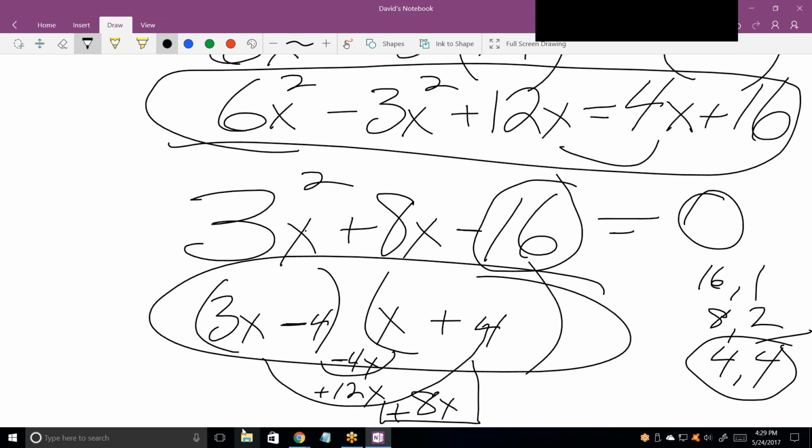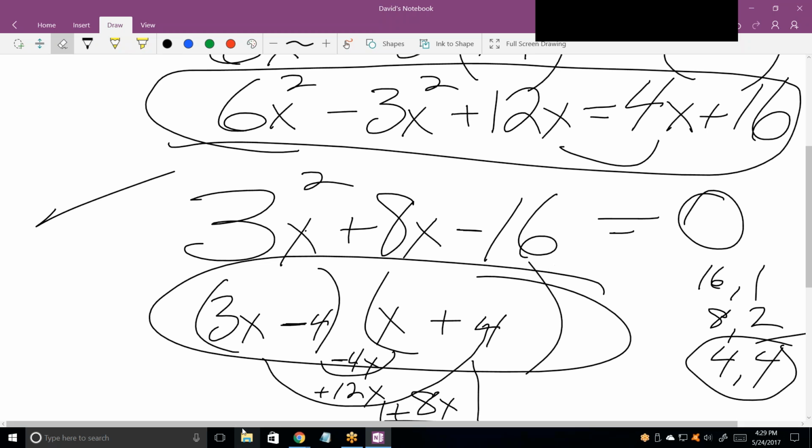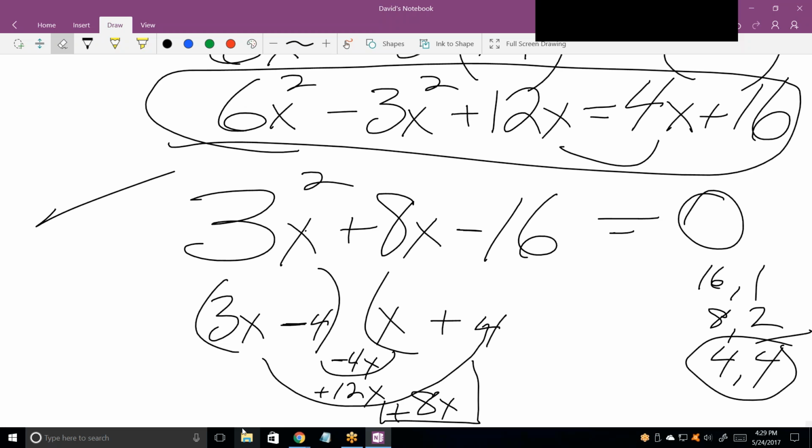But this little check, especially when you're dealing with a quadratic that has a coefficient other than 1, that's a higher level quadratic. And that's what I call trial and error quadratics. You pretty much have to just do trial and error until you produce the proper middle term.